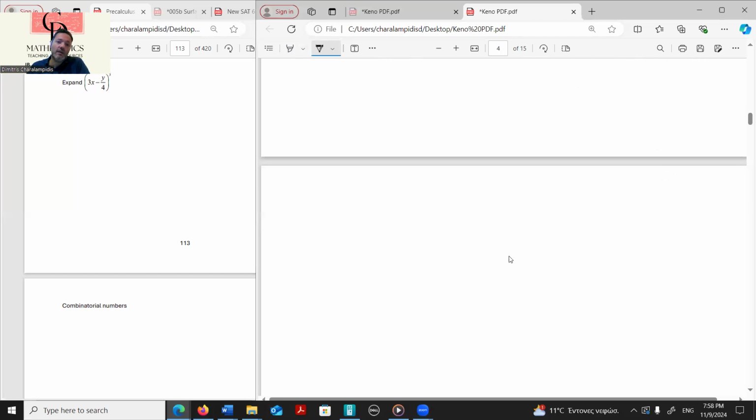This process, first of all, has a name. It's the Pascal's triangle. It starts with 1. Then it goes to 1 and 1. Then it goes to 1, 2, 1. And then it goes to 1, 3, 3, 1. By just looking at that, can you figure out what the next line should be?